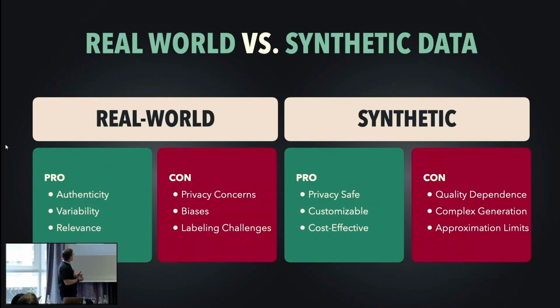So let us jump into another main topic: real world data versus synthetic data. What are the pros and cons? If you use real world data, you have authenticity, variability, and relevance on the one side. On the con side, you have the privacy concerns we mentioned earlier, biases in the language itself and in the amount of content that you have, and labeling challenges. Labeling the data is a pain. With this amount of data you're using to train your models, you have to label the whole data set, which is very, very difficult. If you use synthetic data, you can automate the labeling process with the content that you generate.